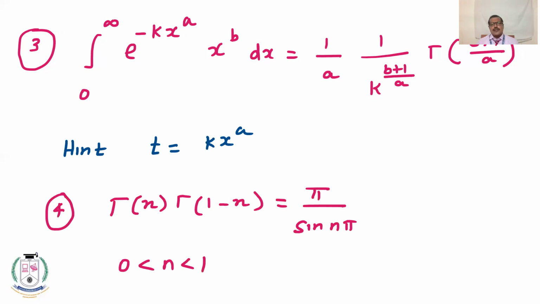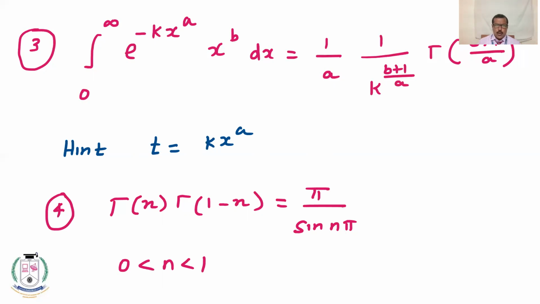The last one, for which there is no proof, we can take it as a directly available result. Gamma of n into gamma of 1 minus n is pi by sine n pi, where value of n lies between 0 and 1. Now let us go for problems.